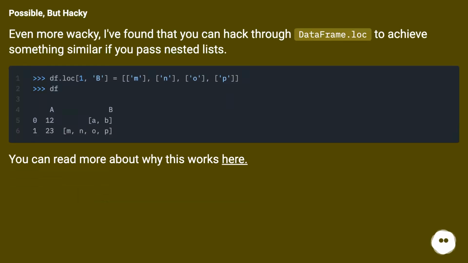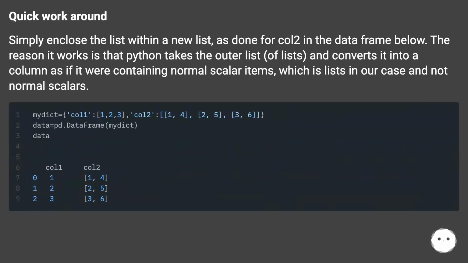Possible, but hacky. Even more wacky, I found that you can hack through dataframe.loc to achieve something similar if you pass nested lists. You can read more about why this works here. Quick workaround. Simply enclose the list within a new list, as done for col2 in the data frame below. The reason it works is that Python takes the outer list of lists and converts it into a column as if it were containing normal scalar items, which is lists in our case and not normal scalars.